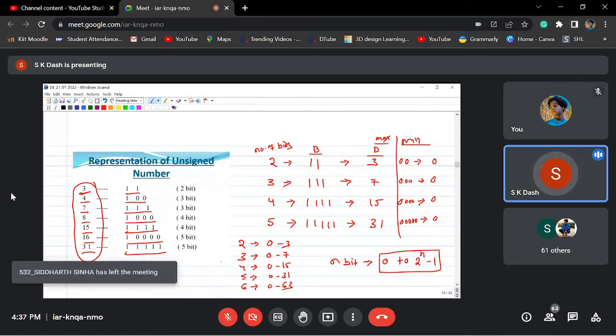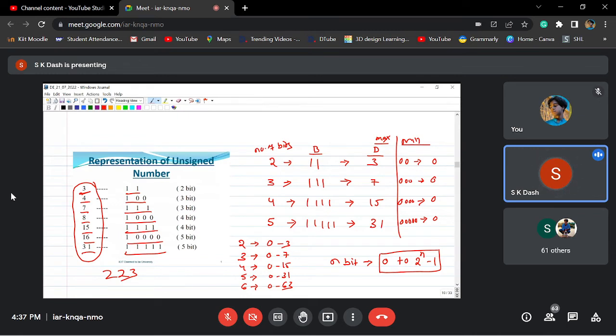Suppose a question comes, I want to represent 223. How many bits will be required? Sir, 8 bits. 8 bits will be required because if I go for 7, the maximum becomes 127, which will not be possible. With 8 bits, the maximum is 255. So 223 comes into that.